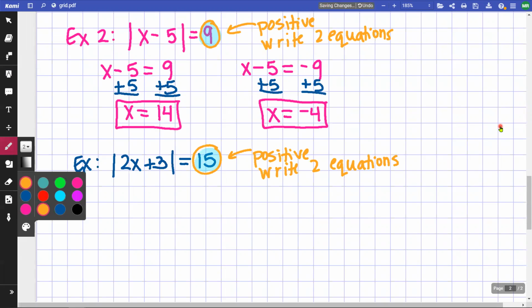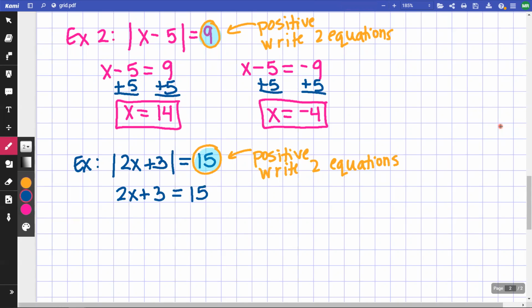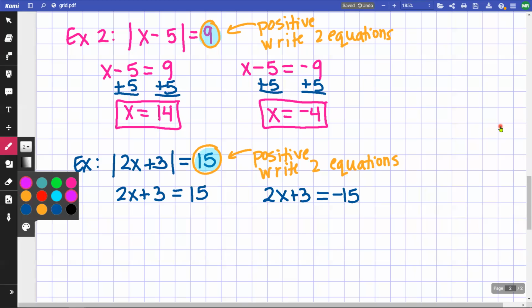So my first equation is going to be, and again, I'm just taking what's inside my absolute value. My first equation is going to be 2x, oops, forgot my x. Okay, 2x plus 3 is equal to 15. My second equation is going to be, again, the same 2x plus 3, but this time it's going to equal a -15. So when I work this out, I'm going to minus 3. I'm going to minus 3. I'm going to do the same over here.